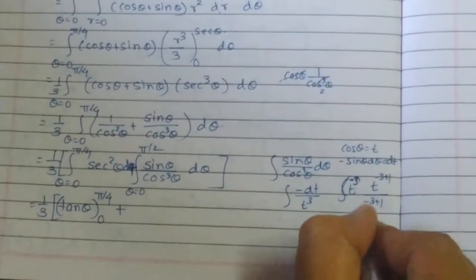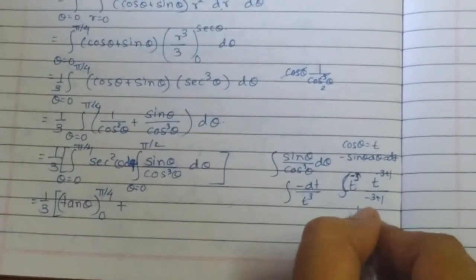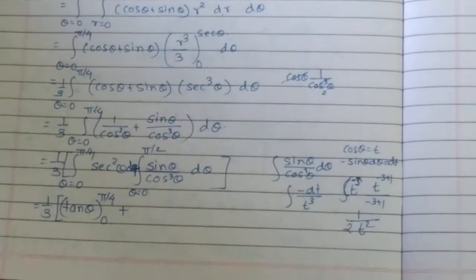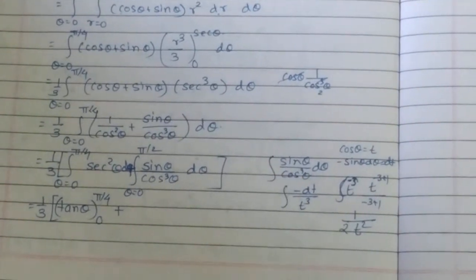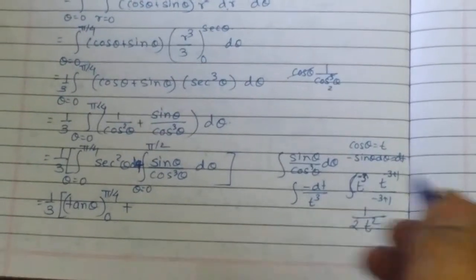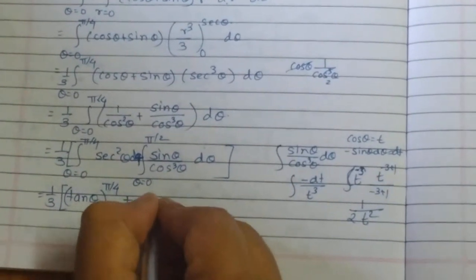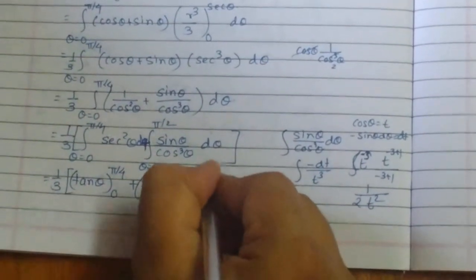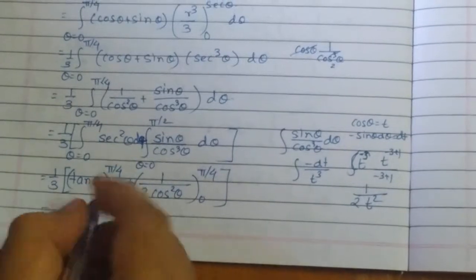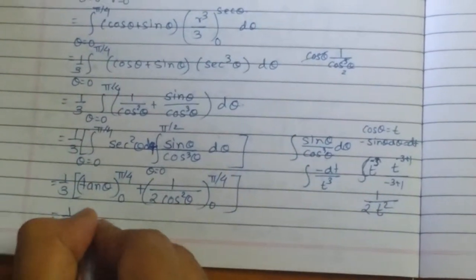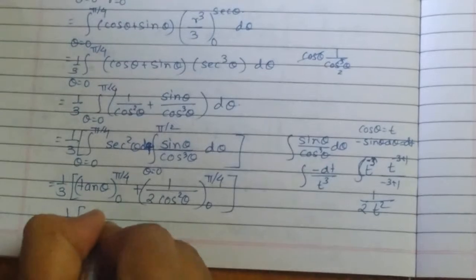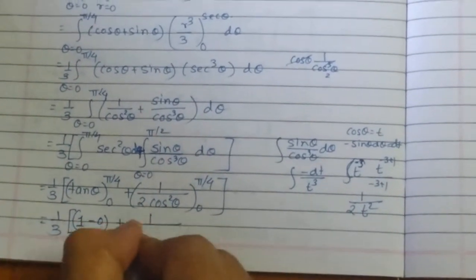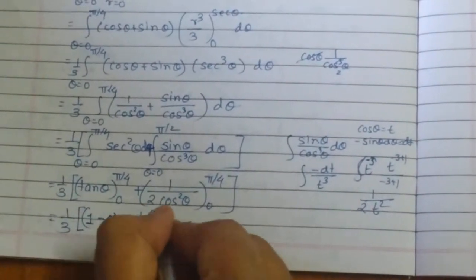So hence this is something 1 upon 2 t square. And what is t square? What is t? Cos theta. Hence I am directly getting the answer 1 upon 2 cos square theta. Limits from 0 to pi by 4. So for theta is pi by 4, tan theta becomes 1, and for lower limit it is 0, plus 1 upon 2 into bracket.